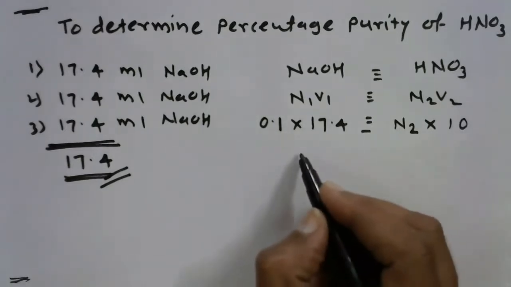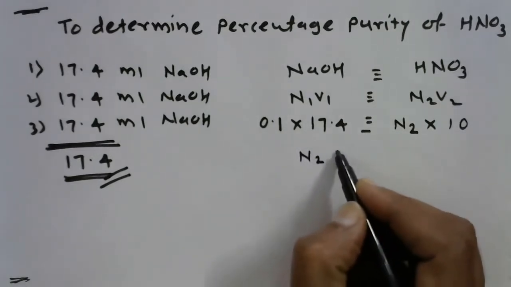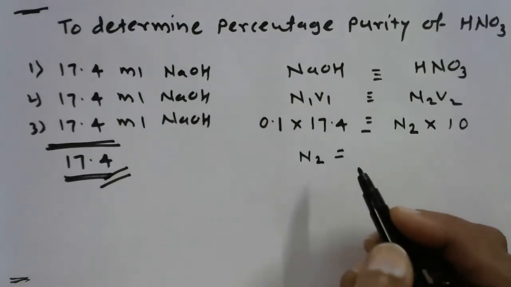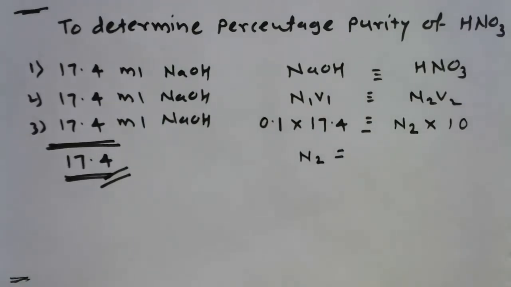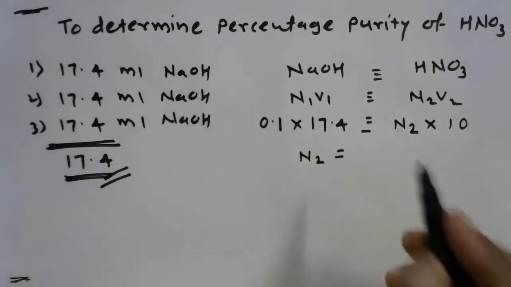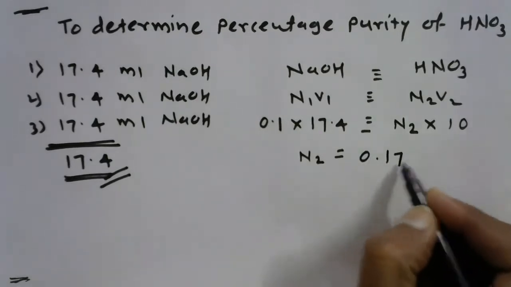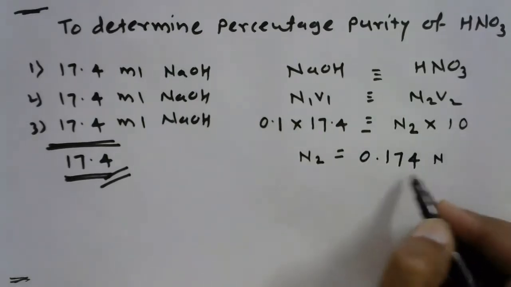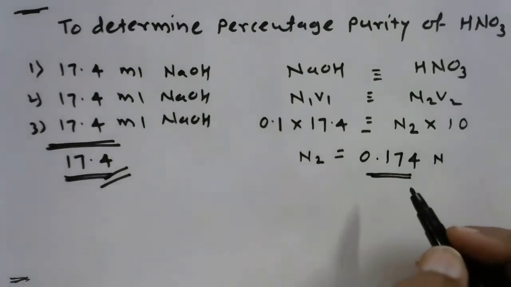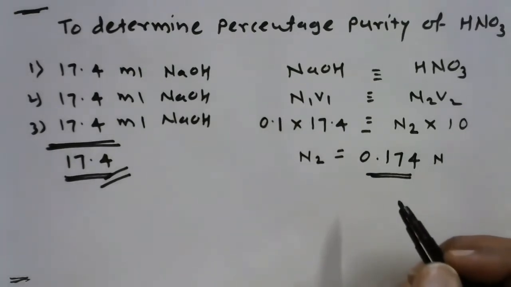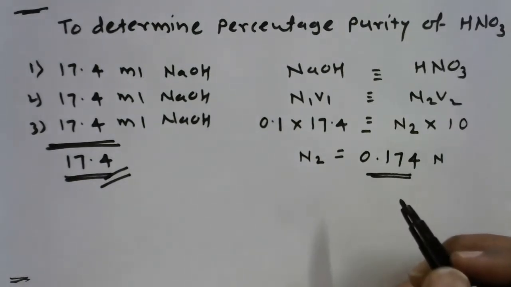So by solving this equation, we will get the quantity N2, meaning the normality of the prepared HNO3 solution. After calculation, this value is 0.174 normal. So this is the normality of the solution which we have prepared for the purpose of the experiment.